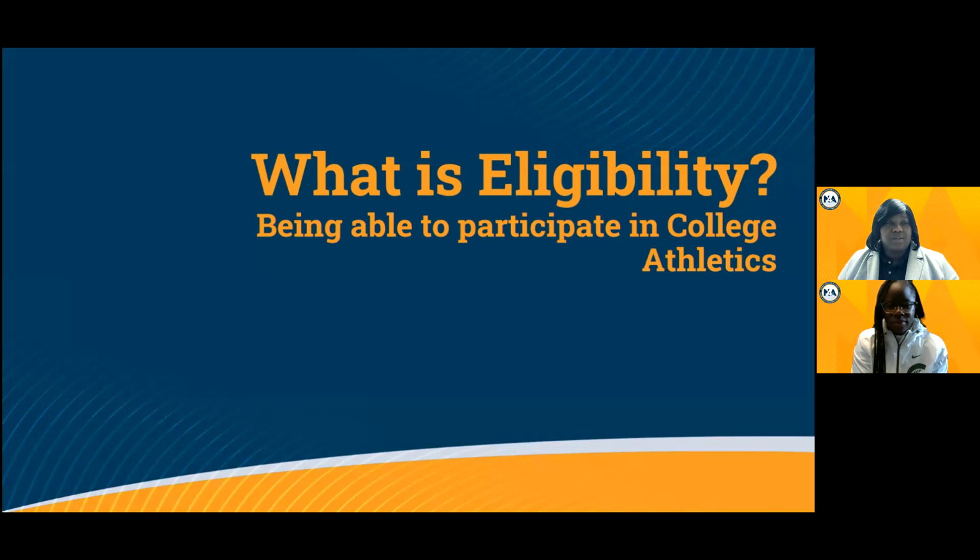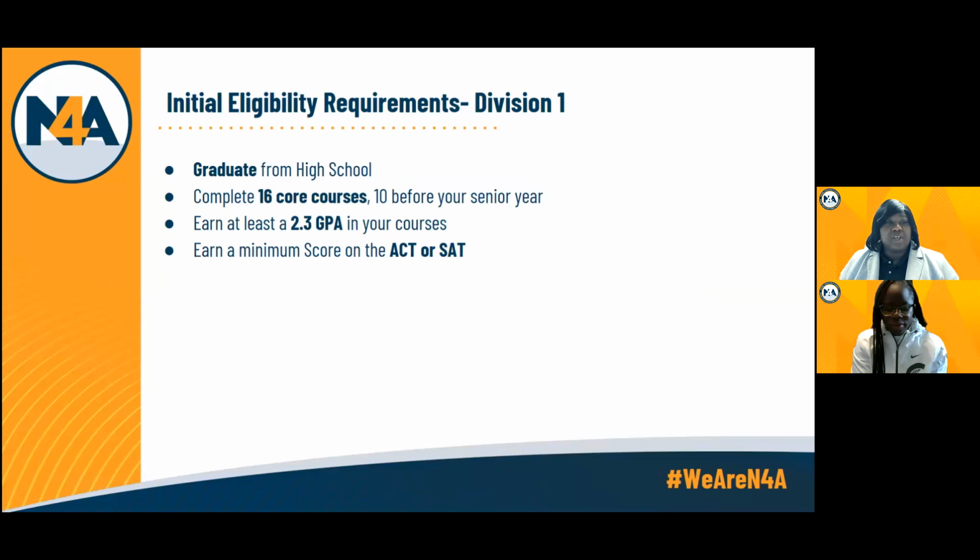What is eligibility and being able to participate in college athletics? The initial eligibility requirements for Division I state that you must graduate from high school, complete your 16 core courses, and 10 of those core courses must be done before your senior year. You have to earn at least a 2.3 GPA in those core courses, and also have a minimum score on your ACT or SAT.